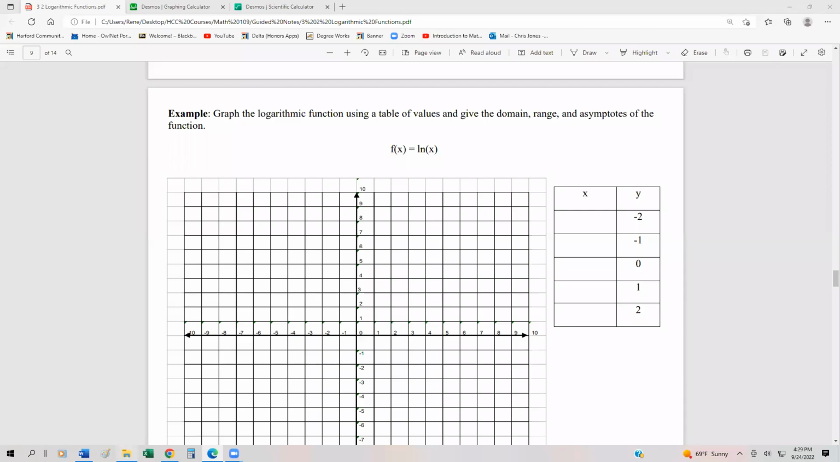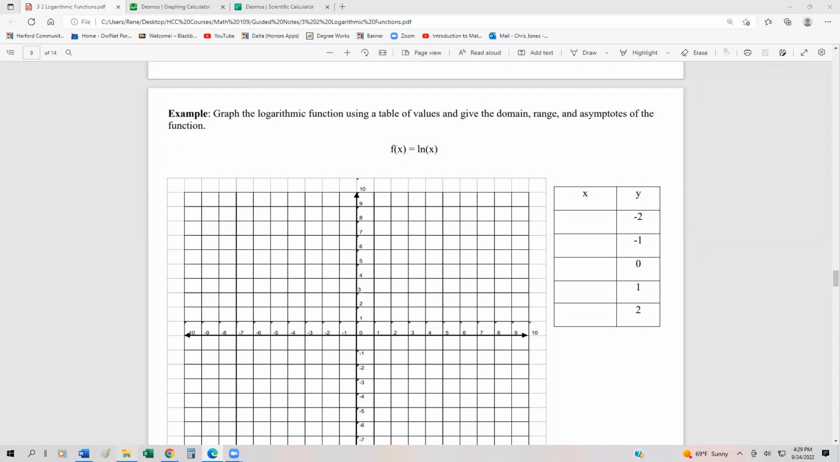In the previous sections, we looked at graphing logarithmic functions, and we're going to do the same thing in this video, except we're going to graph the natural logarithmic function, and then also take a look at transformations of our logarithmic functions.